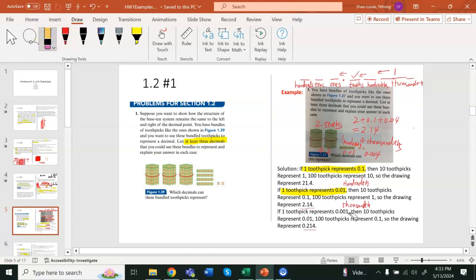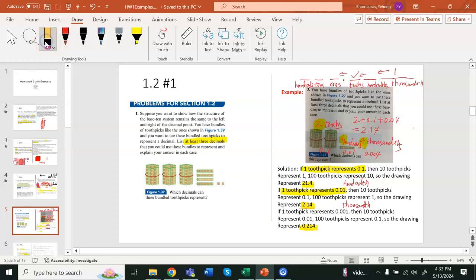If you look at these numbers, when we change the place value, we get either 21.4, 2.14, or 0.214. Notice that the digits don't change, 214, because we have two bundles of this 214. The number of toothpicks doesn't change. It's just that the value of each one changes, and that's why we get different numbers and the decimal point is moved. When the value of the toothpick becomes smaller, the number that it represents also becomes smaller, so we move the decimal point to the left.